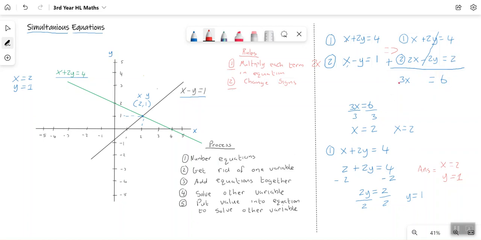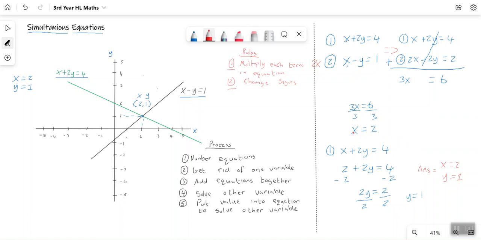Then what we did was, we had a linear equation, so we have 3x is equal to 6, so we can then solve for x by dividing both sides by 3, and we worked out that x is equal to 2. So we don't need to have two of these here. So we worked out that x is equal to 2.